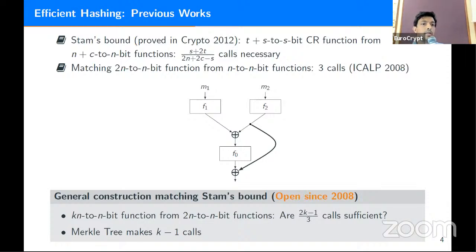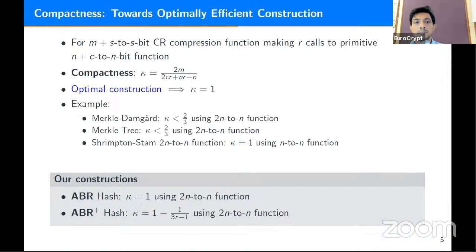So here, what we ask is whether we can come up with a general construction which matches Stam's bound, in particular by using 2n-to-n-bit functions. If you look at kn-bit to n-bit functions built using 2n-bit to n-bit functions, then the question becomes, in particular, whether 2k minus 3 calls are efficient. And if you compare with the Merkle tree, we see the Merkle tree is actually making k minus one calls in this case. In order to measure whether it's efficient or not, the first thing we did was to derive a notion called compactness. This is more of a measure than a notion. And this was derived directly from Stam's conjecture and the corresponding proofs, which we call compactness.